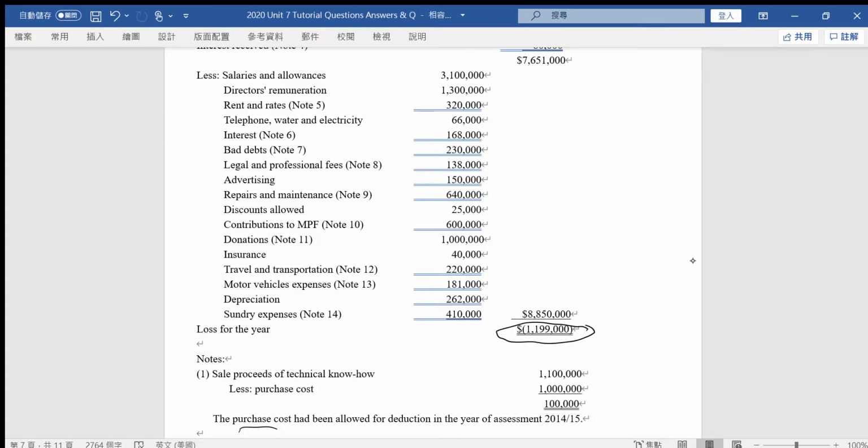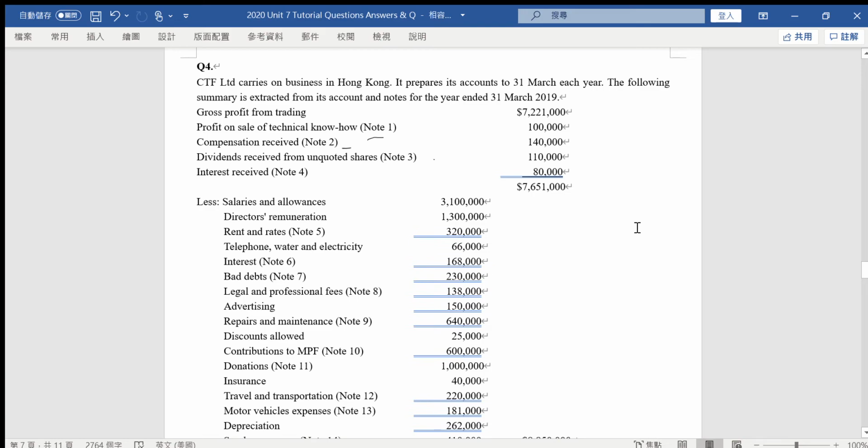Because of that, you have already included 100,000, but still, originally you have deducted 1 million, right? When the company acquired this technical know-how, they paid 1 million. That's why this 1 million whole amount will be treated as trading receipt, taxable. Okay, so what is the difference? 900,000 hasn't been included. That's why you need to add back $900,000, okay, that will be taxable trading receipt.